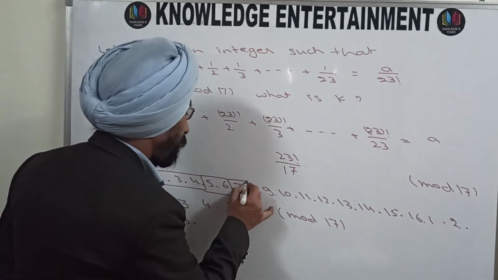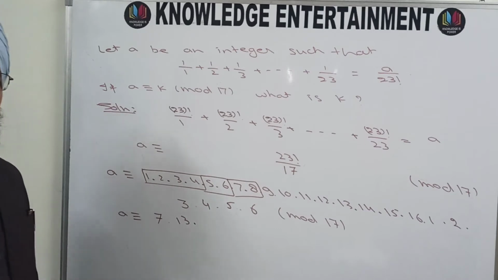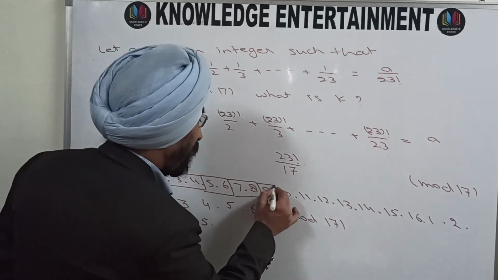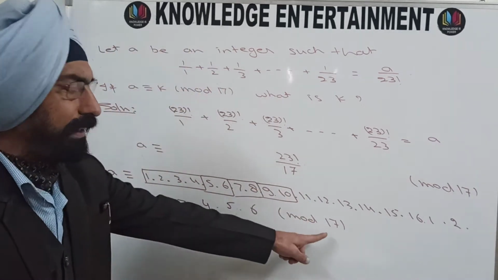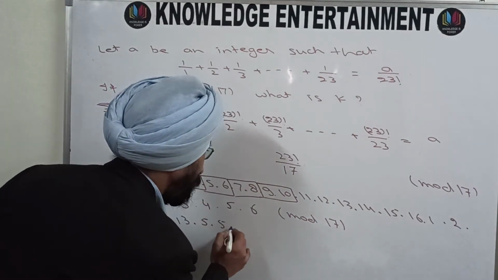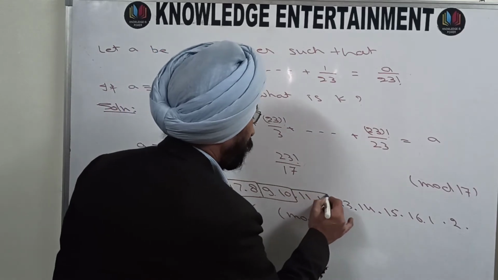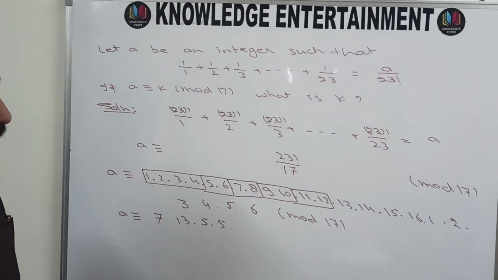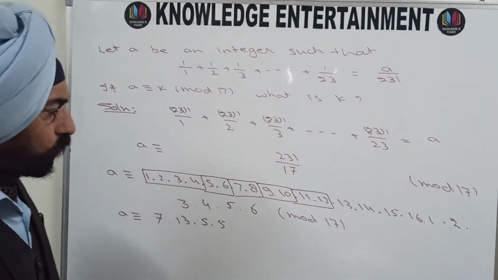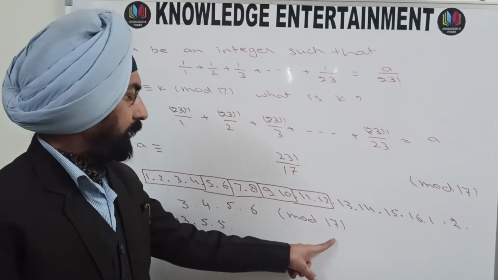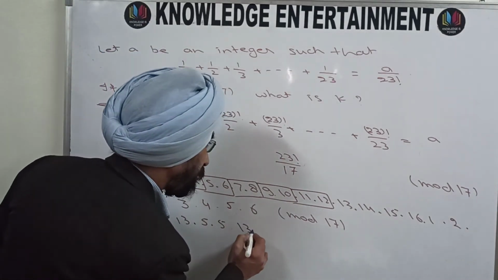7 into 8, 56 divided by 17 again will give you remainder 5. 90 divided by 17 will give you remainder 5. 11 into 12, it is 132, yes it is 132, and 132 divided by 17 will give you remainder 13, so it is 13.